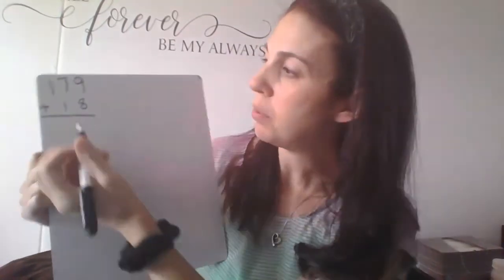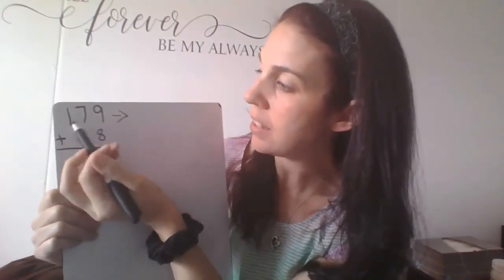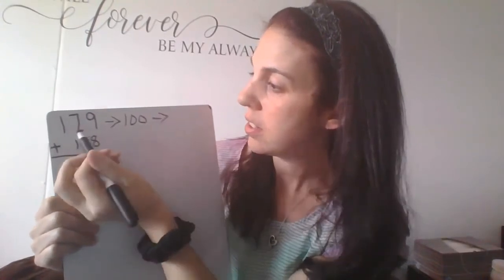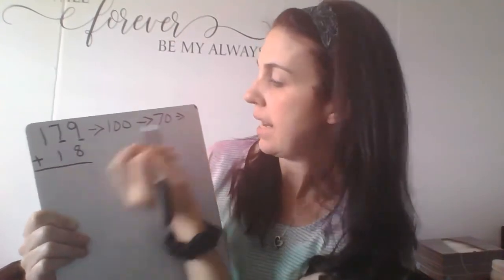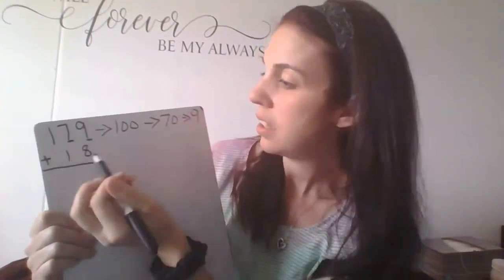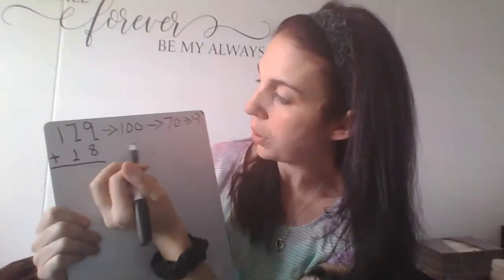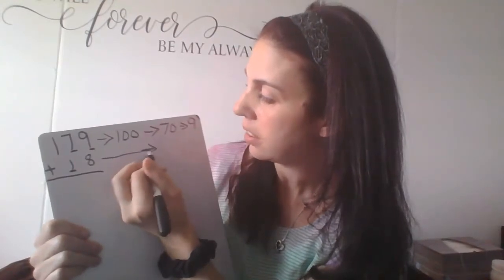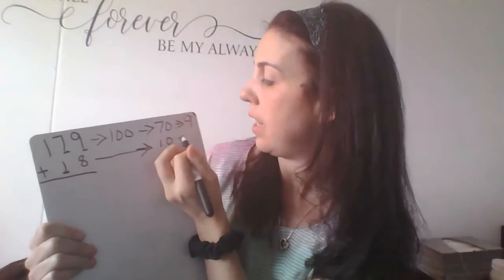Okay, our next problem is 179 plus 18. We are going to do one more time the expanded form. This time it's 179. And then we don't have any hundreds, so we're going to skip our arrow all the way over to our tens place, okay? We have 10, and we have 8 ones.